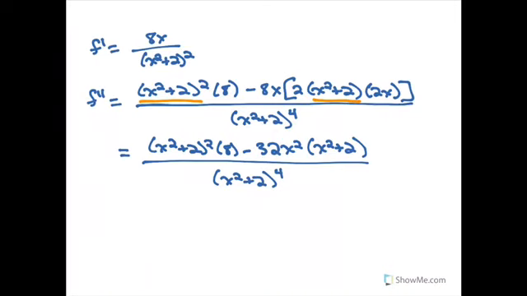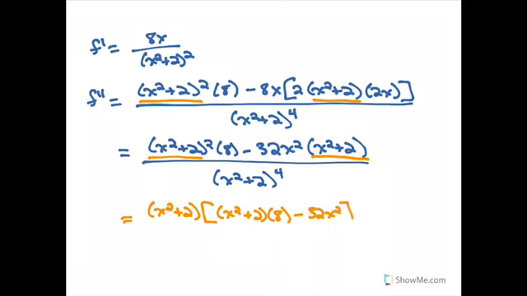So now I see I can factor one of the (x squared plus 2)'s from the first term and the only (x squared plus 2) from the second term to the front. And I'm going to get (x squared plus 2) times what is left here, which is (x squared plus 2) times 8 minus 32x squared, all over (x squared plus 2) to the 4th, and one of these will simplify, and that's going to become to the 3rd power in the denominator.